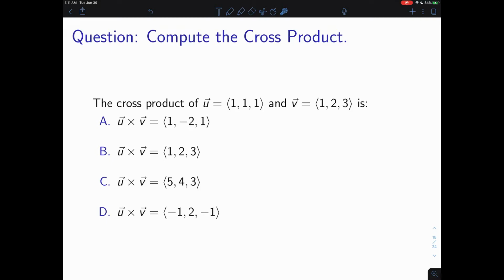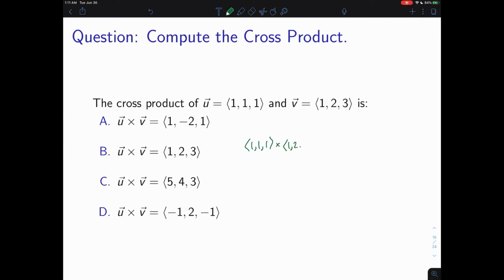Here's a question for you to practice on. I'll go through this in just a minute, but you might want to pause the video and try working it out yourself. Cross product of <1, 1, 1> with <1, 2, 3>. So you can pause the video and try.